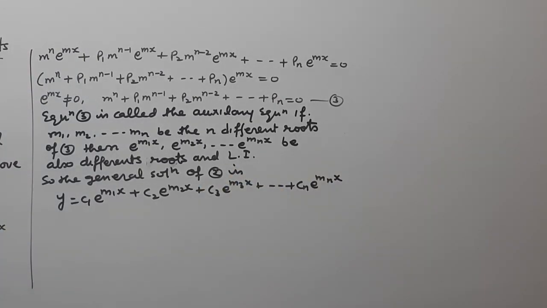You can see that this is the solution if the roots of the auxiliary equation are distinct, and the solutions e to the power m1x, e to the power m2x and e to the power mnx are all distinct or different, and these are linearly independent. So the general solution of second can be written as y is equal to c1 times e to the power m1x plus c2 times e to the power m2x plus c3 times e to the power m3x and so on. Now we take some examples on this article.